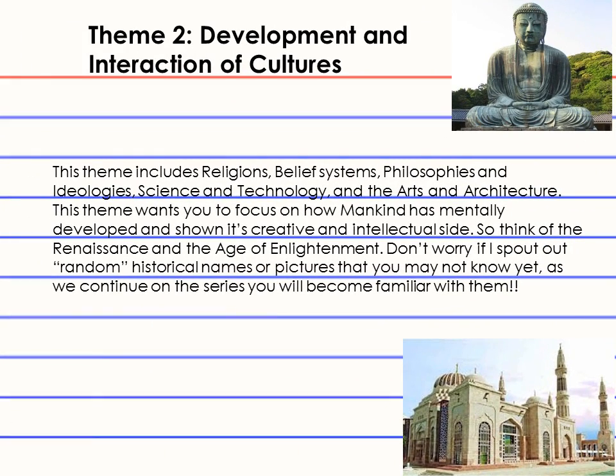The second theme, development and interaction of cultures. This theme includes religions, belief systems, philosophies and ideologies, science and technology, and the arts and architecture. So this theme basically wants you to focus on how mankind has mentally developed and shown its creative and intellectual side. And like basic ideas, when you look at the Renaissance, how did we develop from the Renaissance? And the Age of Enlightenment, how has mankind shaped itself and thought of how the world around it works?